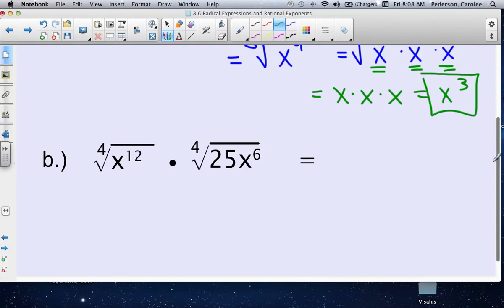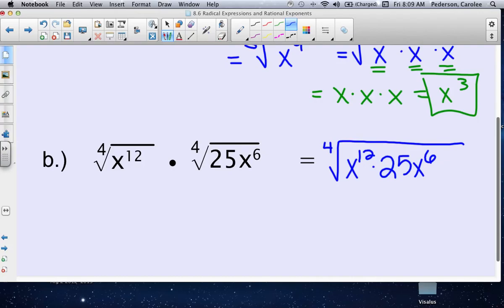All right, let's go on to the next example. We have another set of radicals that are both index of 4. They're both 4th roots, so we can combine them into one radical. So we have 4th root of x to the 12th times 25x to the 6th.